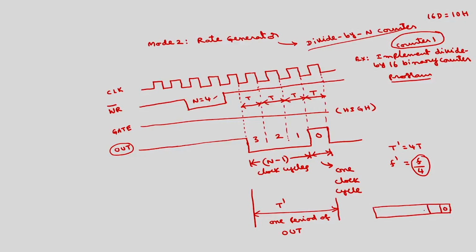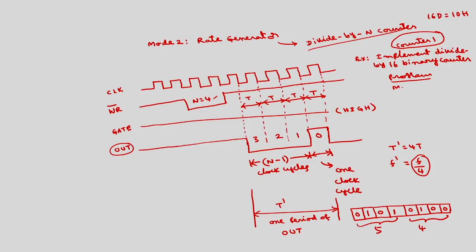Then mode is mode 2, which means 0 1 0. These three bits will decide the mode. Then RL1 RL0, this is only the lower order 8 bits, only 8 bit operation, so this will be 0 1. Then select counter, I want to use counter 1, which is 0 1. So what is the control word? This is 5, this is 4, 54H.